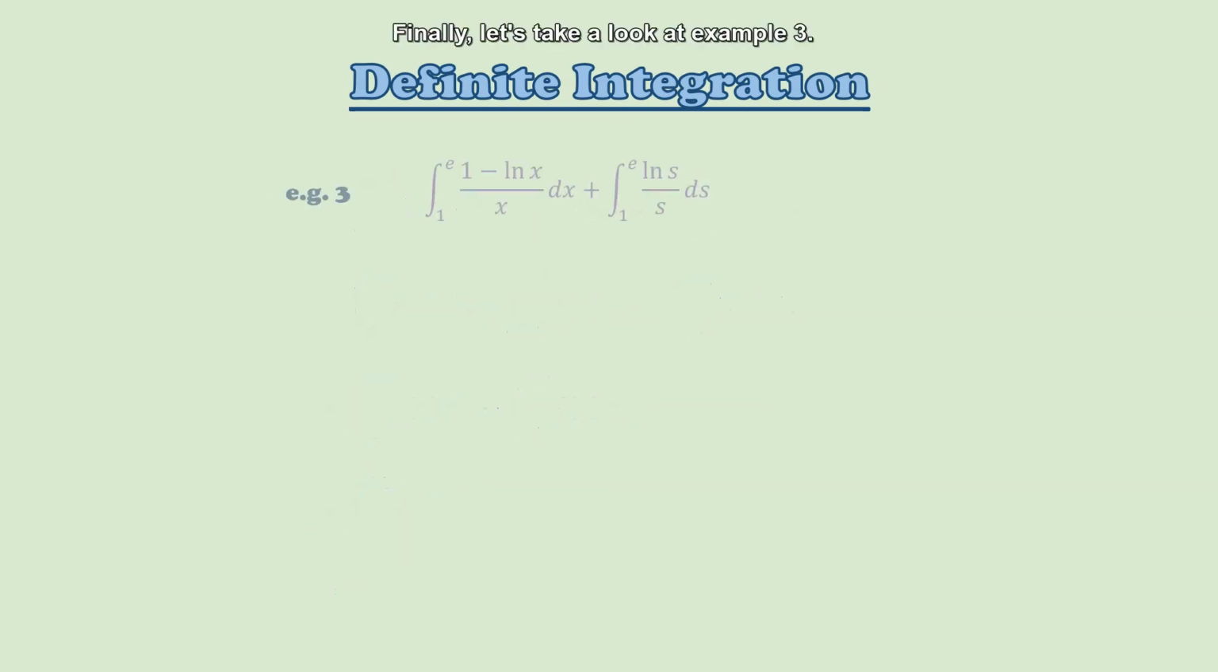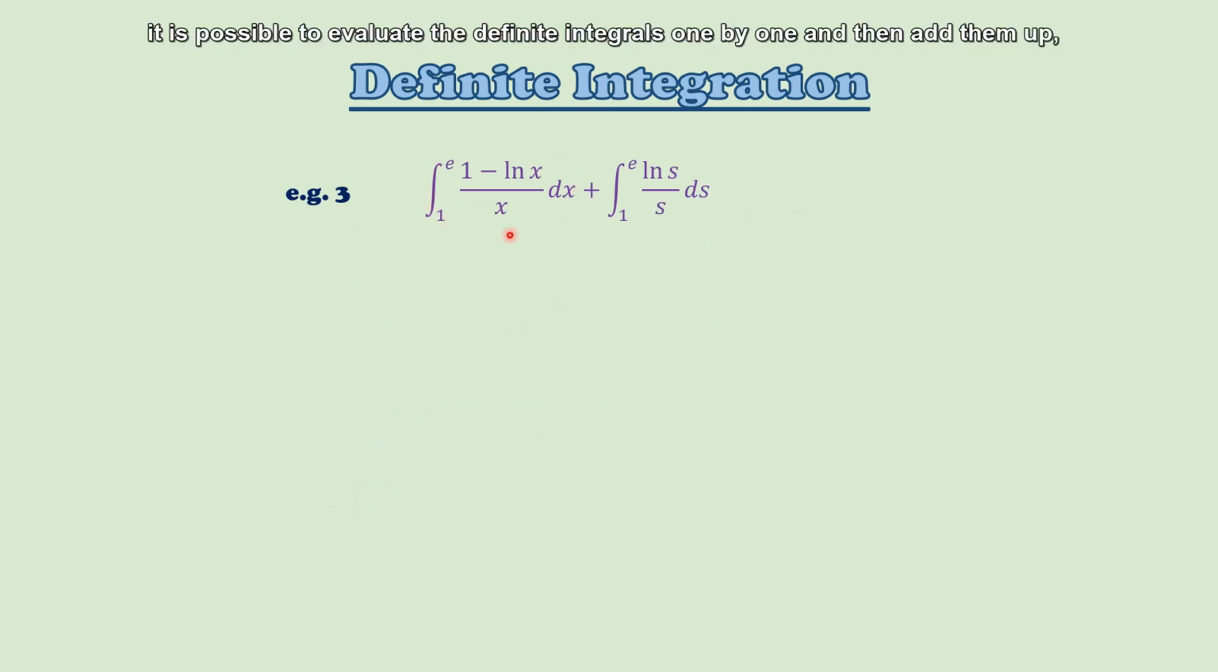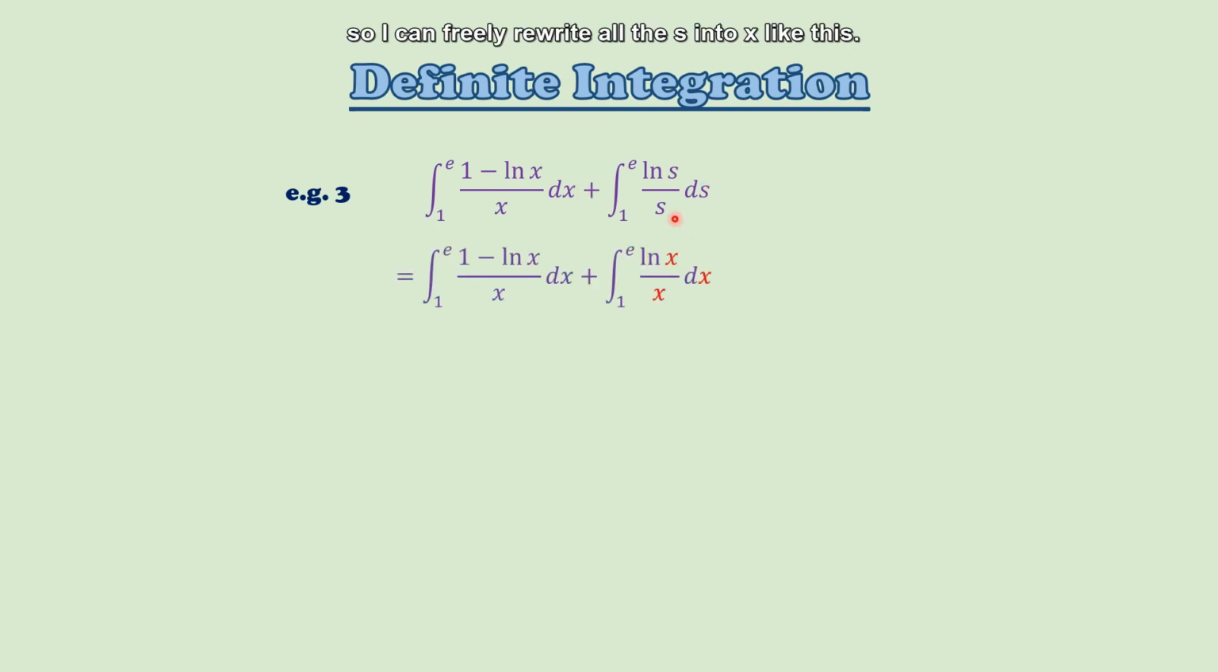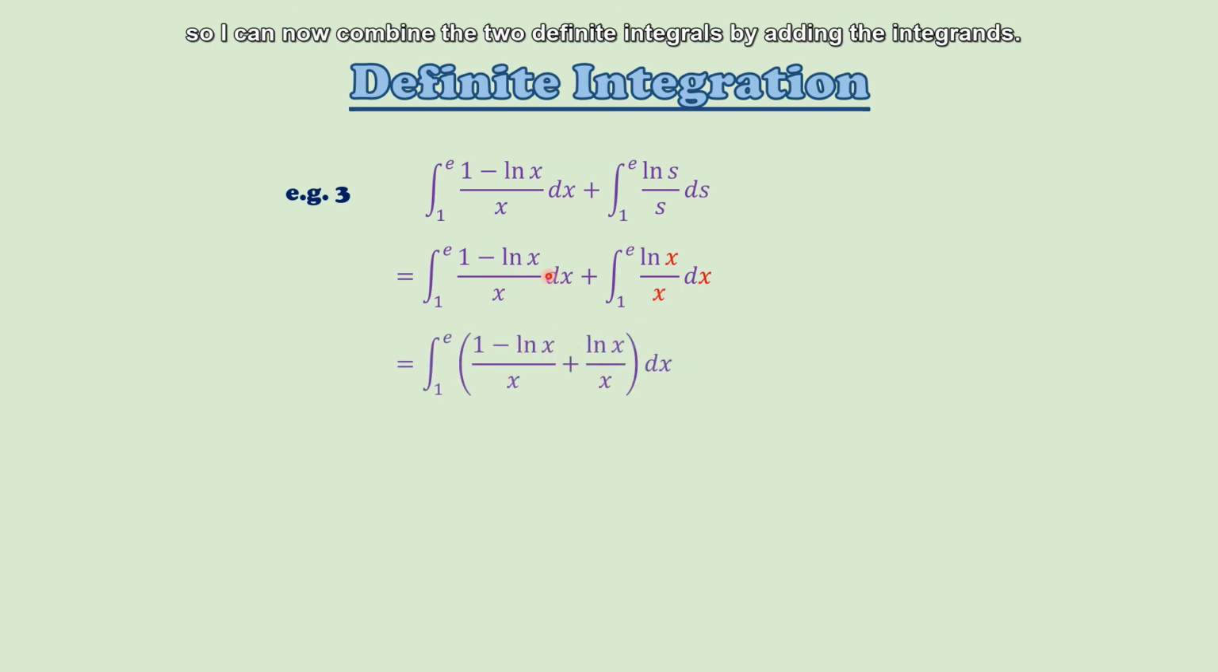Finally, let's take a look at example 3. In this example, it is possible to evaluate the definite integrals one by one and then add them up. But there is a simpler way. We have learned that this x and s are dummy variables, so I can freely rewrite all the s into x like this. Furthermore, we can see that the lower limit and the upper limit are the same for both integrals. So I can now combine the 2 definite integrals by adding the integrands.